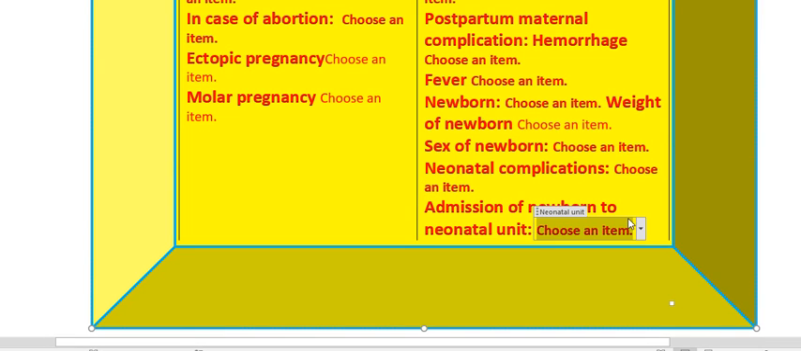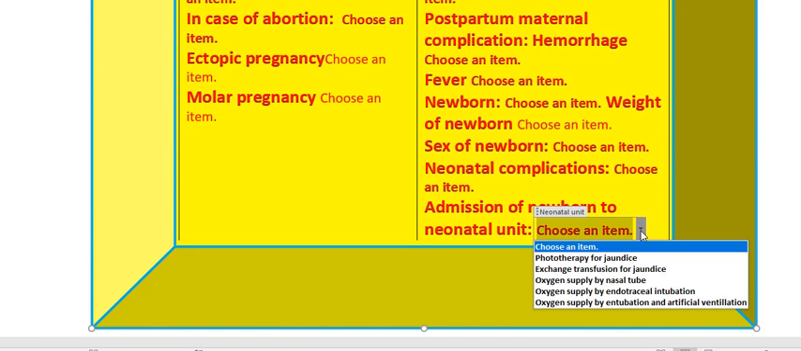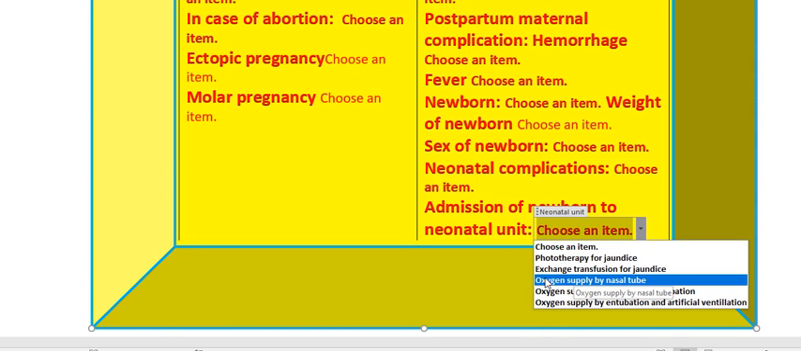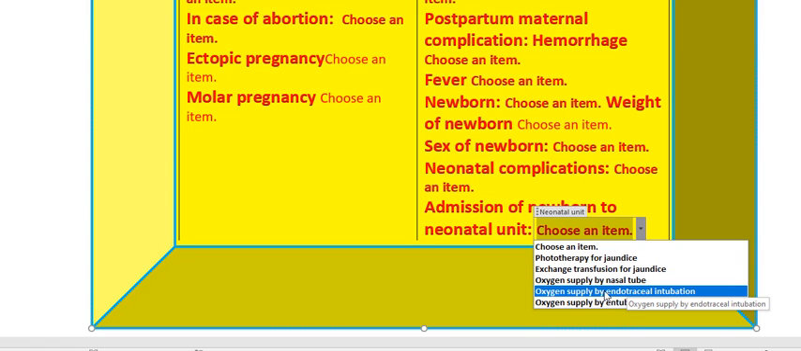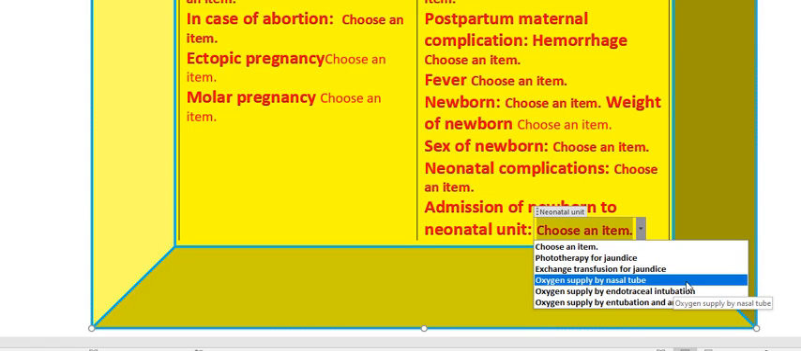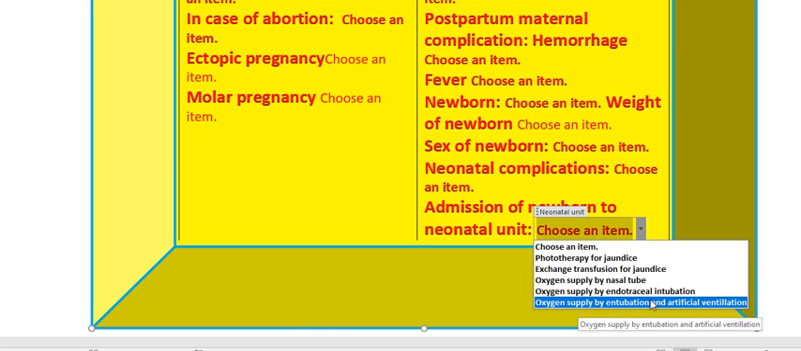Admission of the newborn to neonatal care units for phototherapy for jaundice, exchange blood transfusion for jaundice, oxygen supply by nasal tube, oxygen supply by endotracheal intubation, oxygen supply by endotracheal intubation and artificial ventilation.